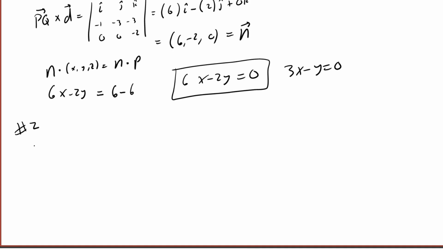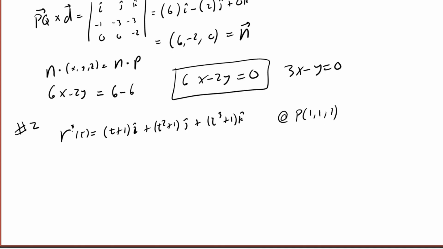Number 2, find the tangent vector r prime at the indicated point and parameterize the tangent line. Okay, so find r prime of t. r of t is (t plus 1) i hat, (t squared plus 1) j hat, (t cubed plus 1) k hat. And it tells us at the point (1, 1, 1). Okay, so r prime, well, this is just 1 i hat plus 2t j hat plus 3t squared k hat.